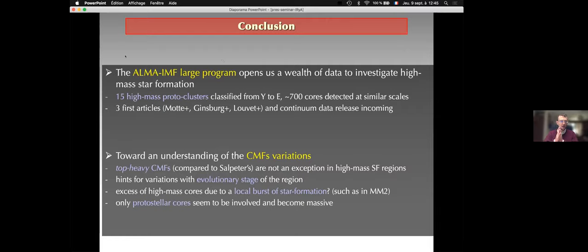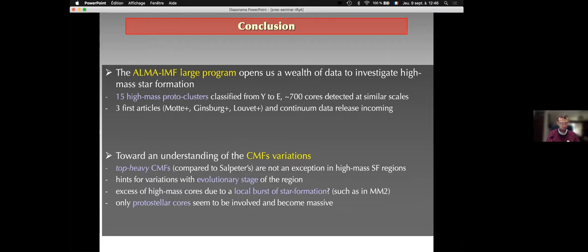So here are my conclusions. With the ALMA-IMF Large Program, we have really a wealth of data to investigate high mass star formation. 15 high mass proto-clusters are imaged and classified from young to evolved, and almost 700 cores have been detected. But this is only a lower limit, because if we go deeper in the analysis, we can detect more cores. The three first articles presenting ALMA-IMF results will come soon, as well as the continuum data release. And we are really close to understanding the variation of the core mass function.